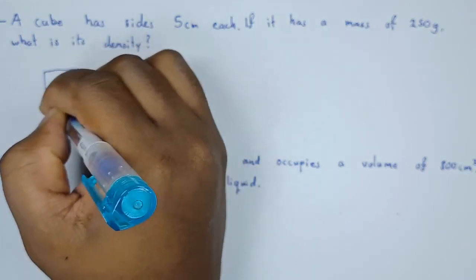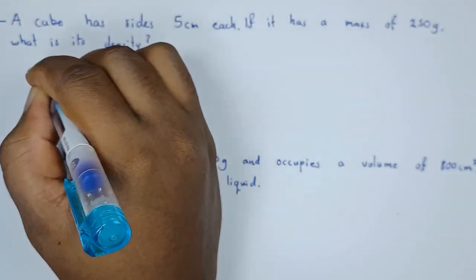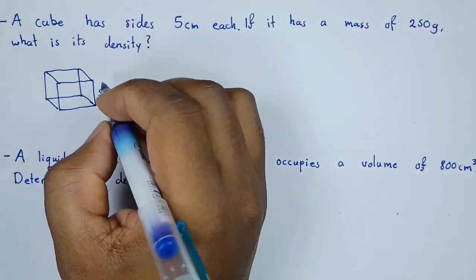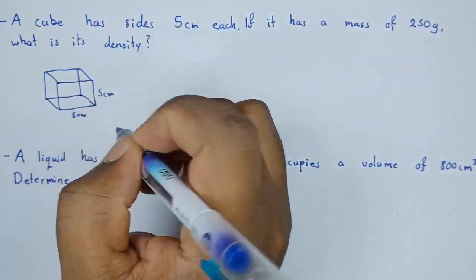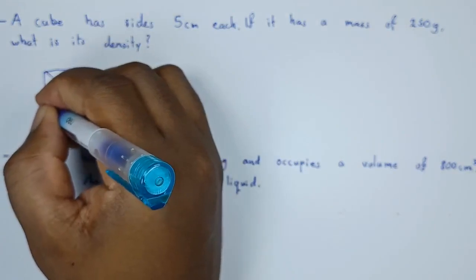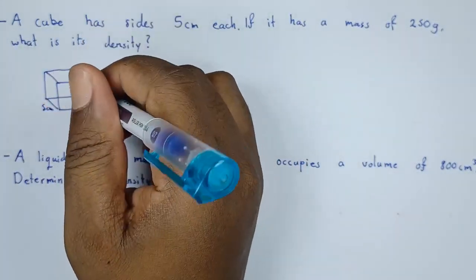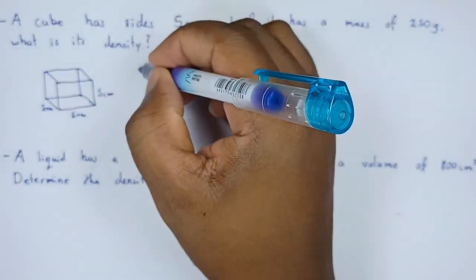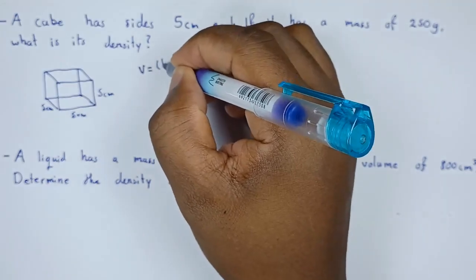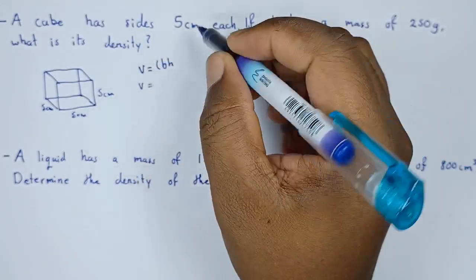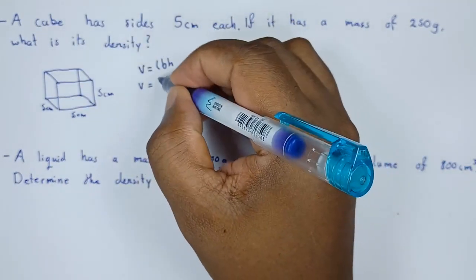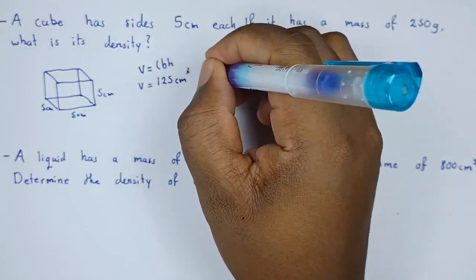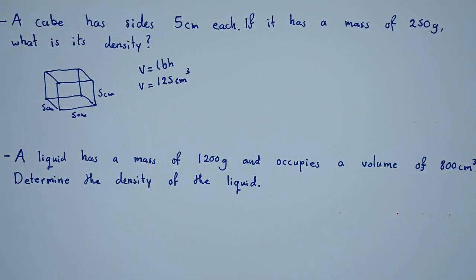Okay, there's our cube. So this cube has a height of 5 centimeters. It has a width of 5 centimeters, and of course it will have a base of 5 centimeters as well. So each side has 5 centimeters, meaning that we can multiply all these three sides, L times B times H, hence the volume will be given by LBH, so volume will be equal to 5 times 5 times 5, which will give us 125 cubic centimeters.